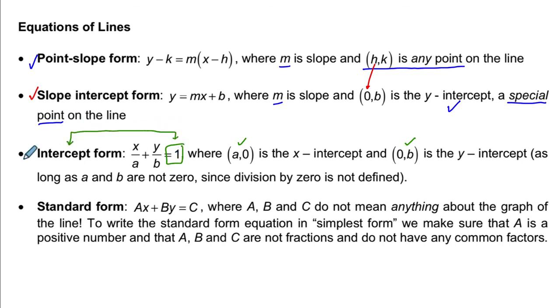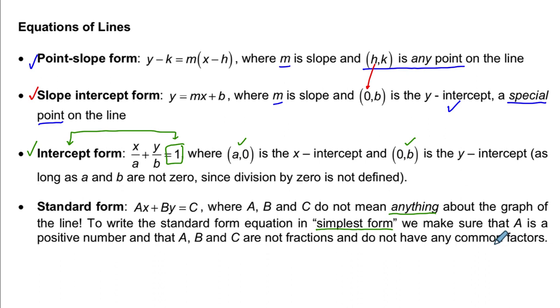It's really key to notice that the intercept form is equal to 1 on the right-hand side. The last form of the equation of a line is the standard form, but the a, b, and c in this form do not actually mean anything about the graph of the line. When we write the standard form, we like to put it in simplest form. So we make sure that the capital A is a positive number and that the capital A, B, and C values are not fractions and that they don't have any common factors.